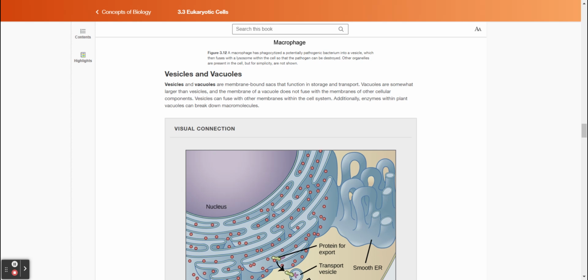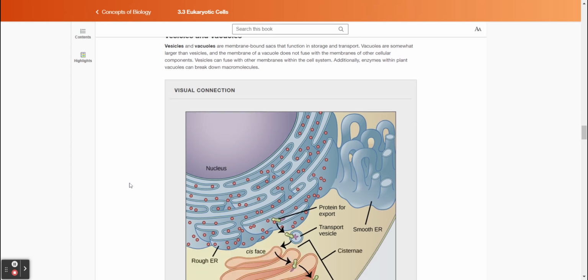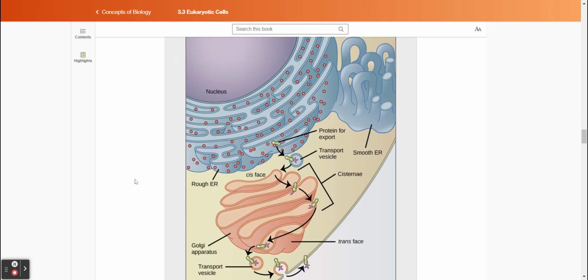Vesicles and vacuoles. Vesicles and vacuoles are membrane-bound sacs that function in storage and transport. Vacuoles are somewhat larger than vesicles, and the membrane of a vacuole does not fuse with the membranes of other cellular components. Vesicles can fuse with other membranes within the cell system. Additionally, enzymes within plant vacuoles can break down macromolecules.